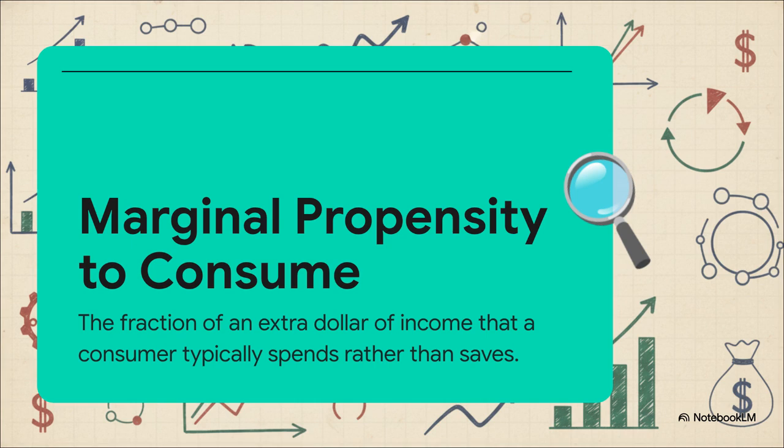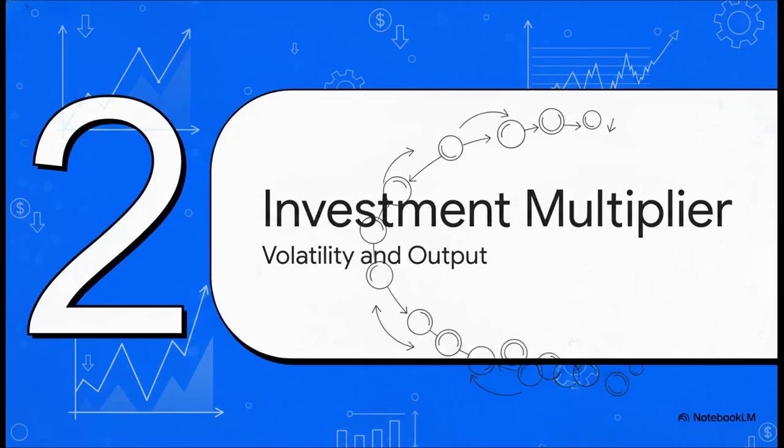That simple, continuous feedback loop between income and consumption, that's the engine that gives fiscal policy its real power. Moving on to Section 2, the investment multiplier, volatility, and output fluctuations.